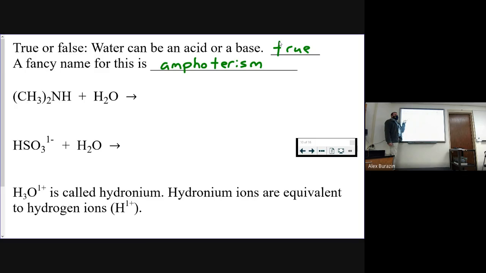It's a base. How do we know it's a base? Because of the nitrogen group. So this is your base. That's your acid. Give me the products. Down here, this is HSO3 1-. It's a polyatomic ion, but that H out front means it's an acid. Here's your acid. Water is now going to behave like a base. Give me the products. Go for it. I'll give you 30 seconds or so.